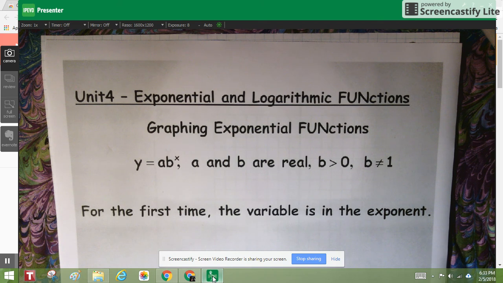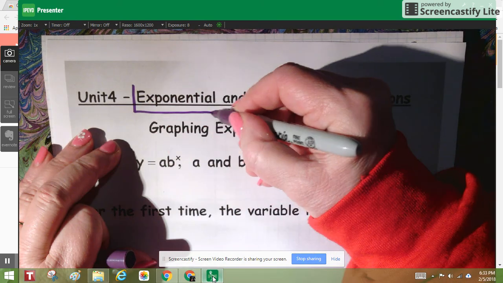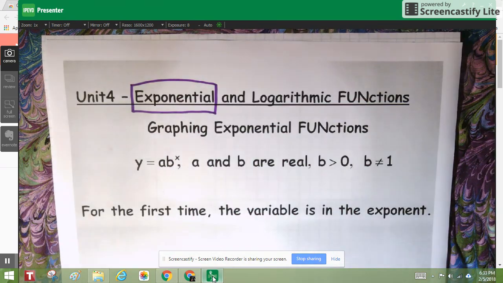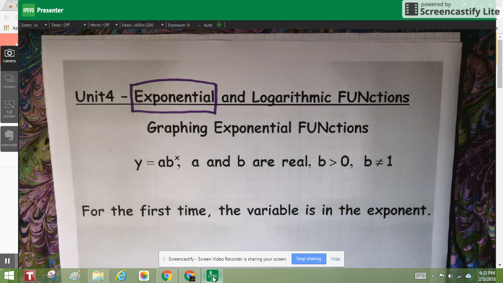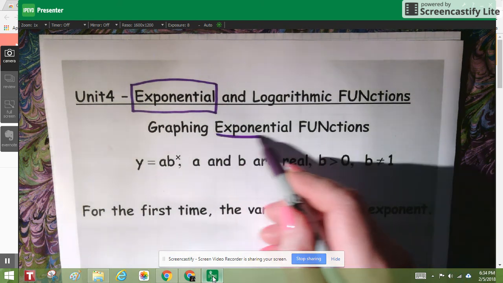Okay, in Unit 4, we'll be talking about exponential and logarithmic functions. They are very closely related. We're going to start first talking about exponential functions. So that's really what we will be talking about today, the exponential part. We'll get to the log part later. So we're going to talk about how we graph these exponential functions.